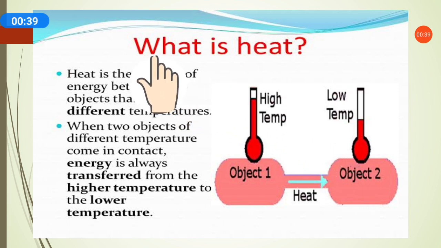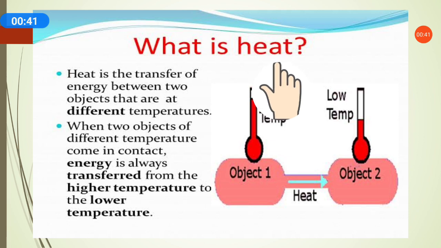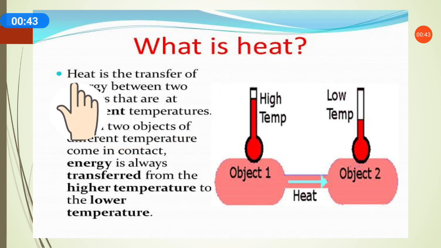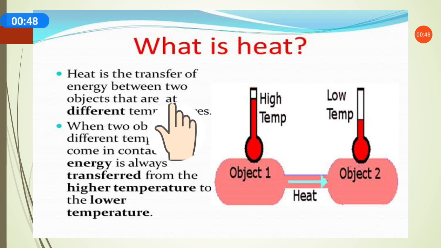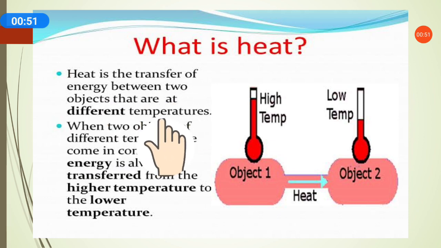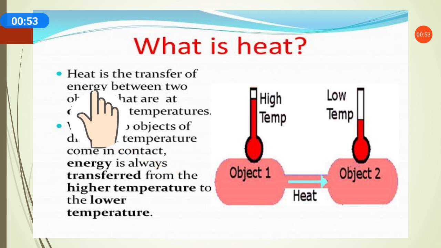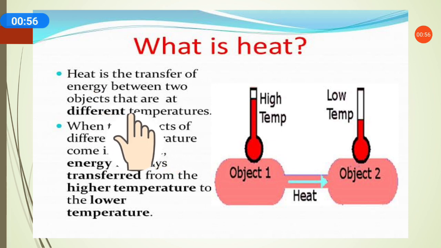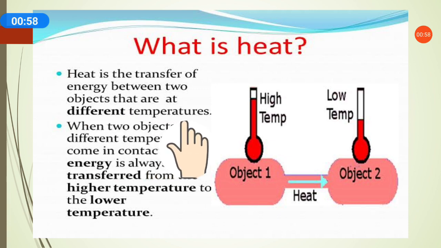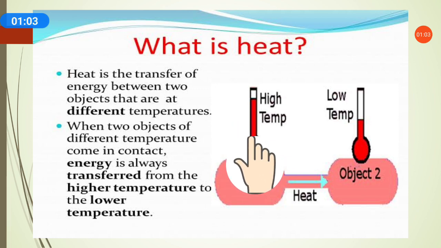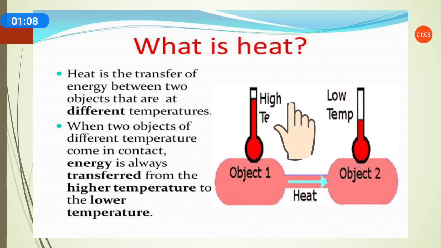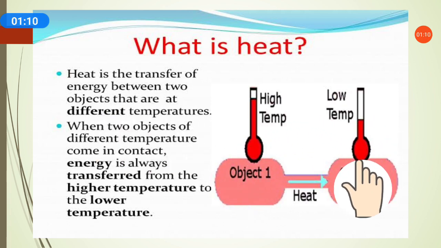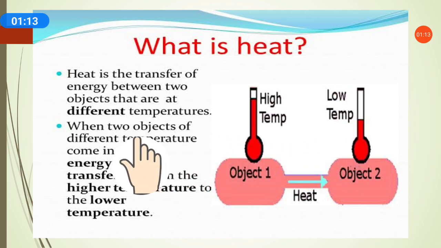First we are going to discuss what is heat. What is known as heat? The first point is, heat is the transfer of energy between two objects that are at different temperatures, not the same temperature. Different temperature means one may be at high temperature and the other at low temperature.